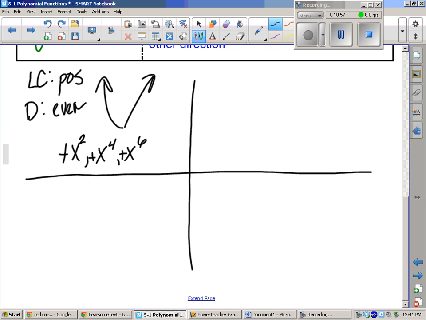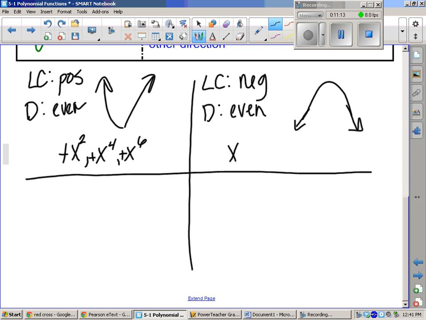Okay? Another example would be a leading coefficient that is negative and has an even degree. The fact that it is negative would mean that it falls to the right, and the fact that the degree is even means they must do the same thing again. So this time they're both down. And remember, that could be a negative x squared. That makes sense. That's what we've been working with. Negative x to the fourth, negative x to the sixth, etc. Those would all look like that.